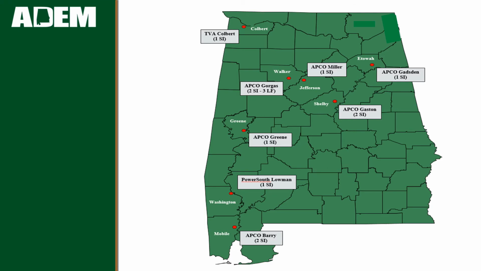This map is very similar to what you've already seen, but it illustrates that all of the CCR units have groundwater contamination in the state. We know this because in the initial stages of monitoring, the utilities had exceedances of promulgated maximum contaminant levels, or MCLs, for at least one constituent. As a result of these exceedances, administrative orders were issued under the Alabama Water Pollution Control Act to address the groundwater contamination at each site.